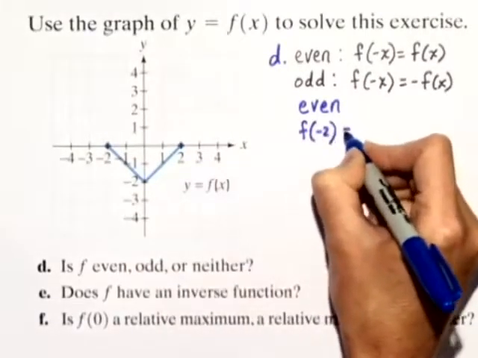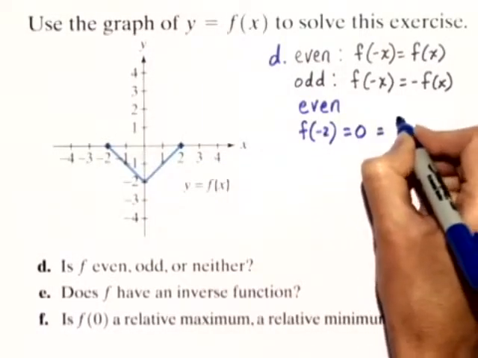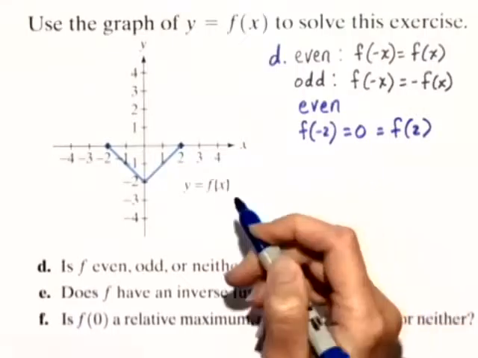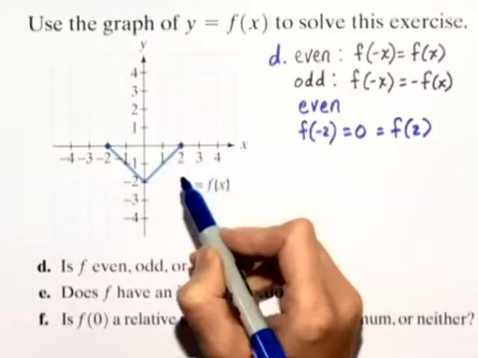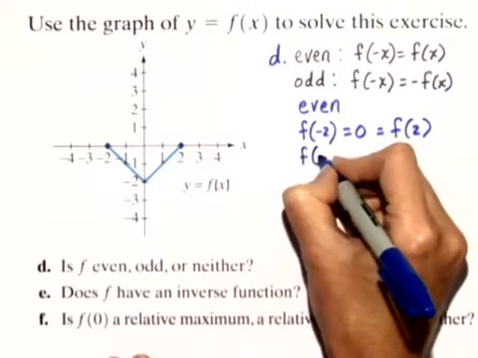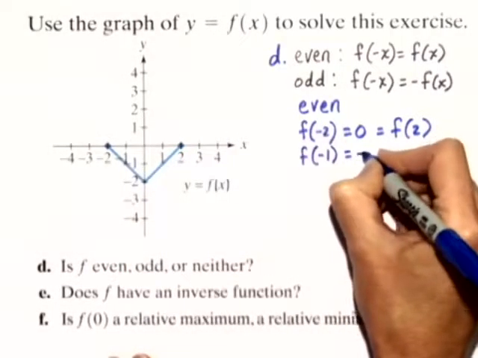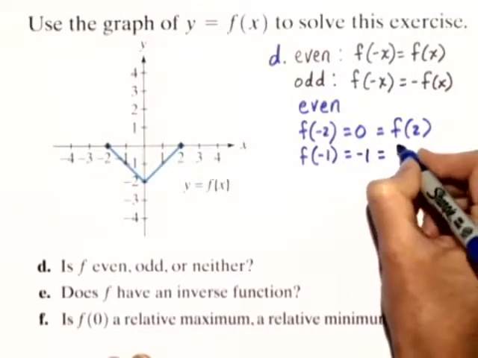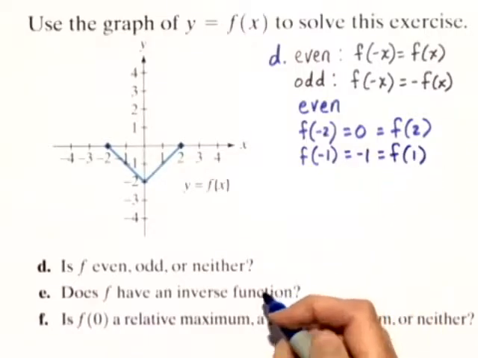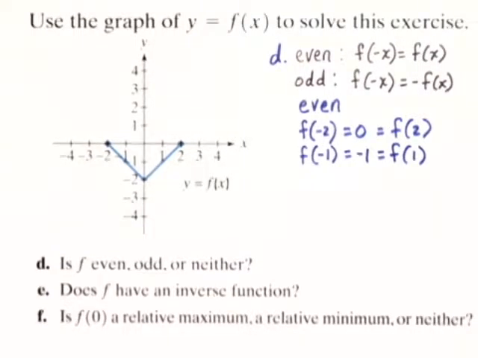-2, in other words, when x is -2, the function value is 0. That's the same as f of +2, because when x is +2, the function value is also 0. We can also say that for f of -1, when x is -1, the function value is -1, and that's the same as f of +1, because when x is +1, the function value is also -1. So, therefore, we can say that this function is even.